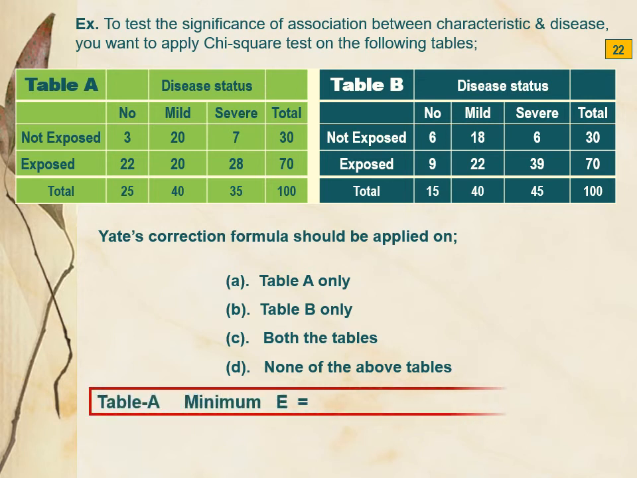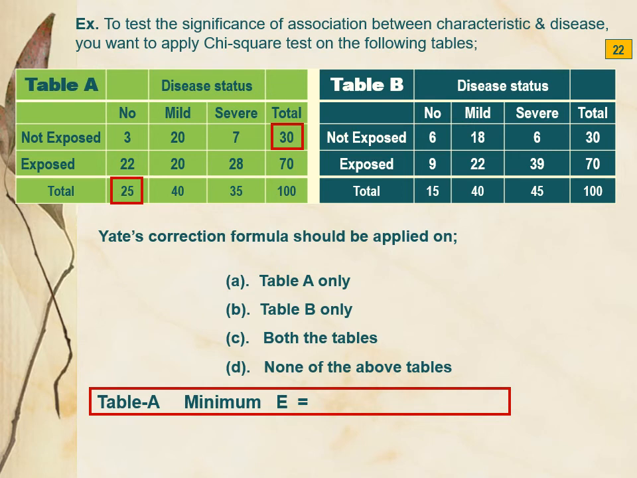For table A, find out the minimum expected frequency. The formula for expected frequency is row total multiplied by column total divided by grand total. So the minimum will be the one having the minimum row total and minimum column total. For table A, the minimum row total is 30. There are only two rows, 70 and 30, so it is 30. And the minimum column total is 25.